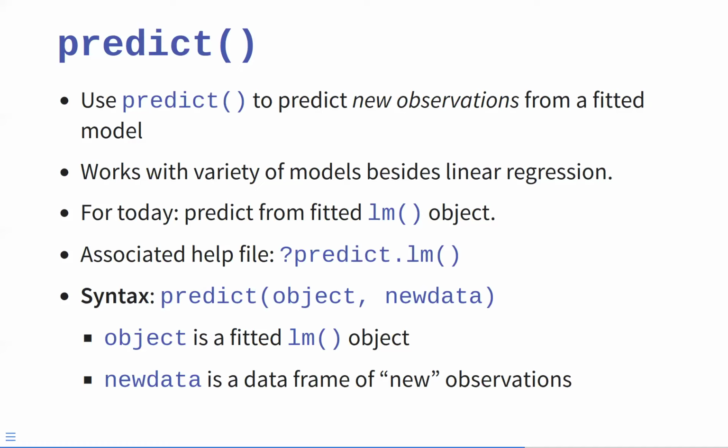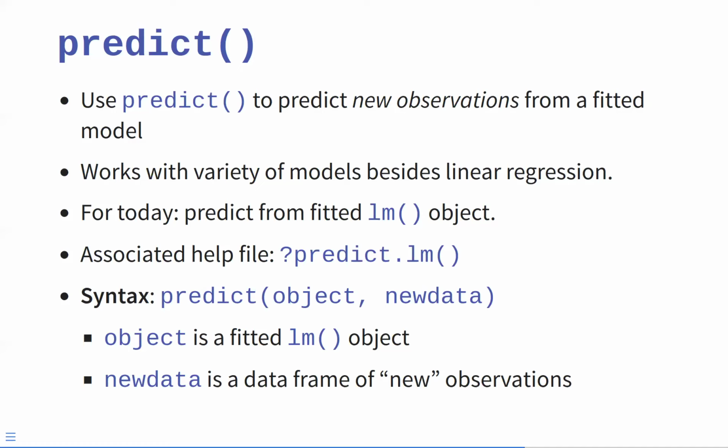We're going to start off with predicting new observations, and we're going to start off with the function that is aptly named predict. This is a base R function that you can use to make predictions from a wide variety of fitted models beyond linear regression. But for today, we're going to content ourselves with predicting from an lm object, so a linear model. The help file for this function can be found by typing ?predict.lm in the console.